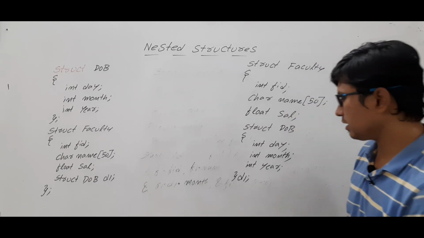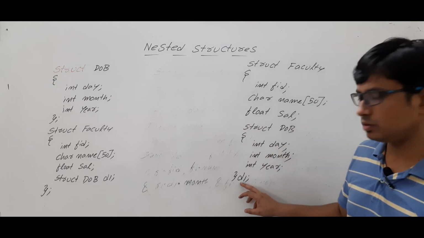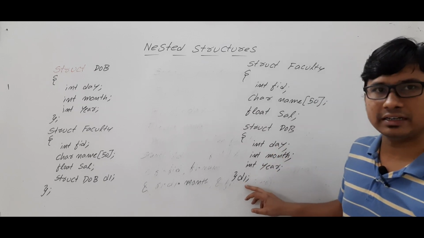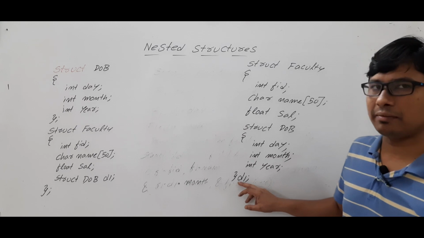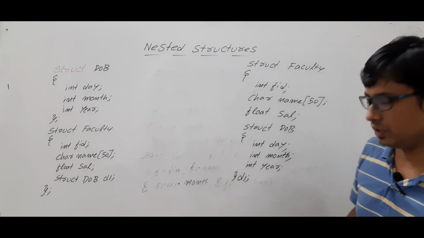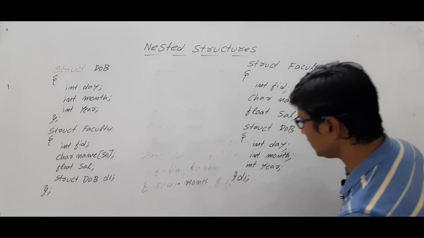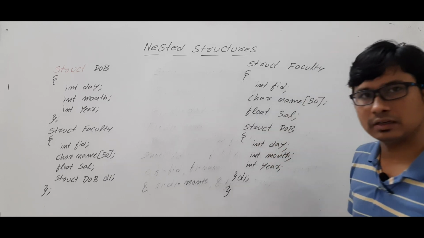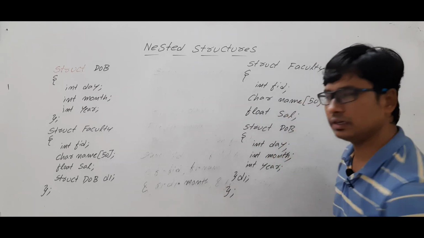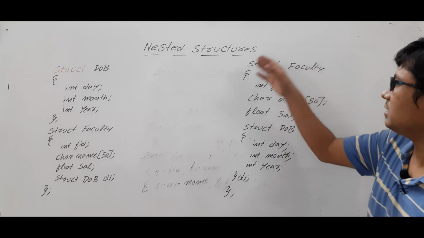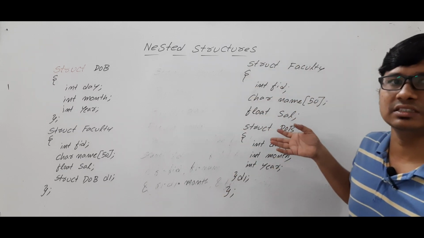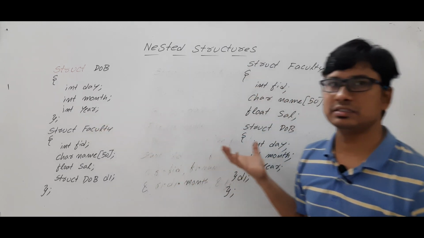Okay, close it and declare a variable here, d1. You can declare a variable of a structure like this also. Before ending the semicolon, you can write the list of the variables. So I am declaring only one variable called d1. Okay, is it clear? Then you close it. So this is the way you can represent a nested structure also. This is one way, and this is another way.